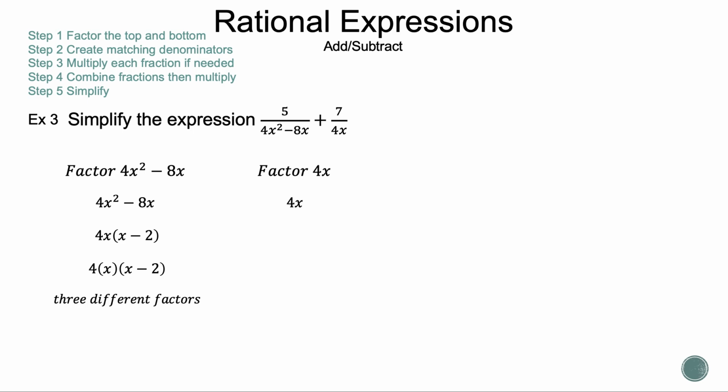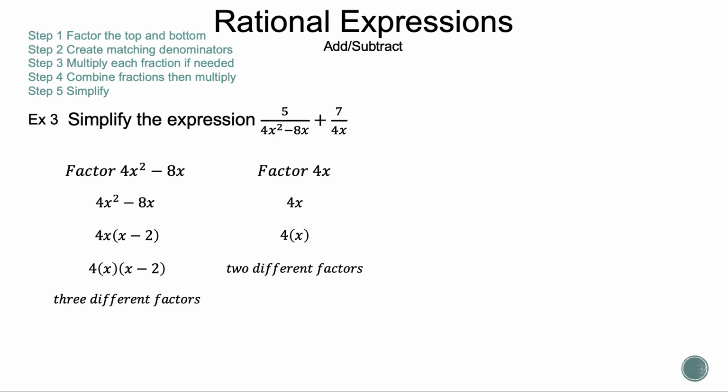Let's continue with 4x. How many different factors do you think we have with 4x? That's correct, 2 factors, 4 and x. Although we read it as 4x, it is really 4 times x. That is why we have 2 different factors.